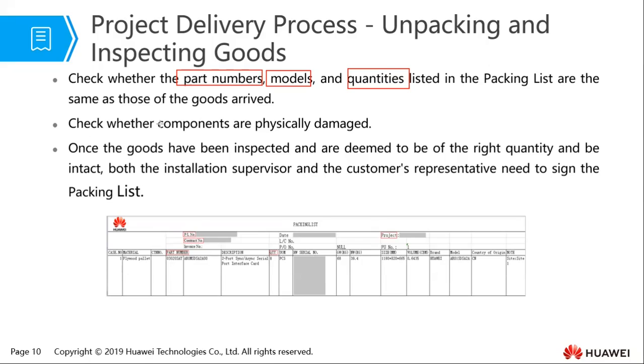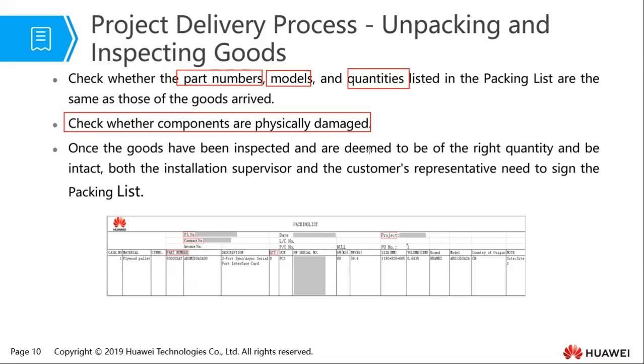So the other thing we need to check is whether the components are physically damaged. So in terms of physical damage, the first thing we're supposed to check is on the packing boxes. Is the packing box intact, or does it have some dents somewhere? So even before we open the packing box, we need to ensure that it's physically intact. Otherwise, we need to raise an issue even before we open that particular box. So we need to check that.